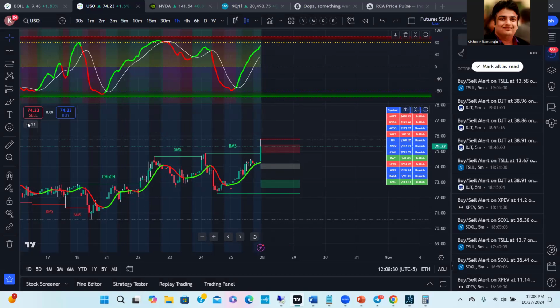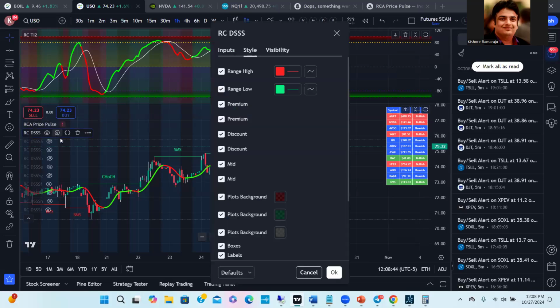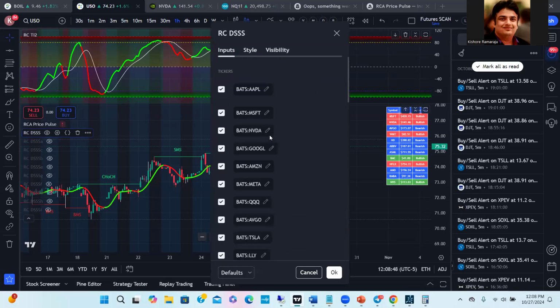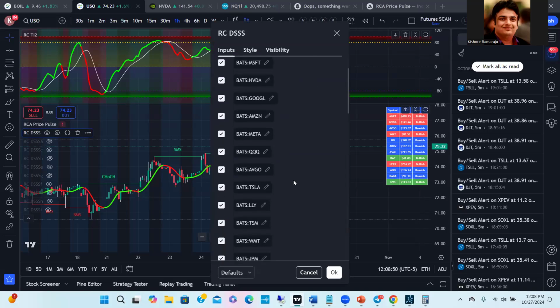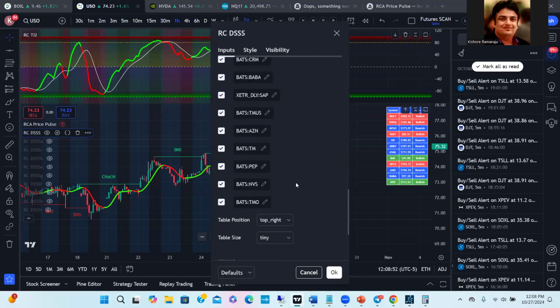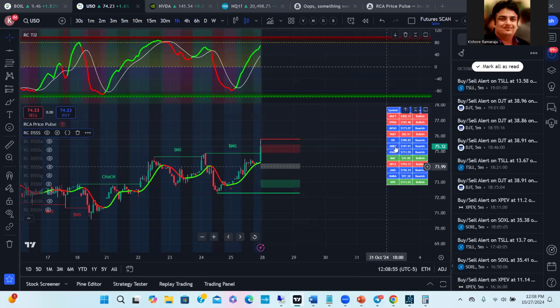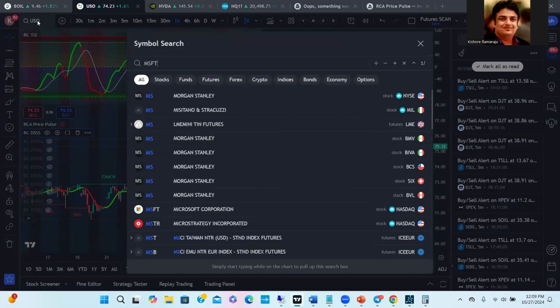Then, for example, we have a scanner like this scanner. If it shows something in red, that means there is a high possibility for it to drop further, right? So I am giving some 40, 50 tickers to this. That is scanning Apple, Microsoft, Nvidia, Google, Amazon, Meta, all these different stocks. Then that scanner will tell us, okay, Microsoft, it is in the red color. So let me go to Microsoft.